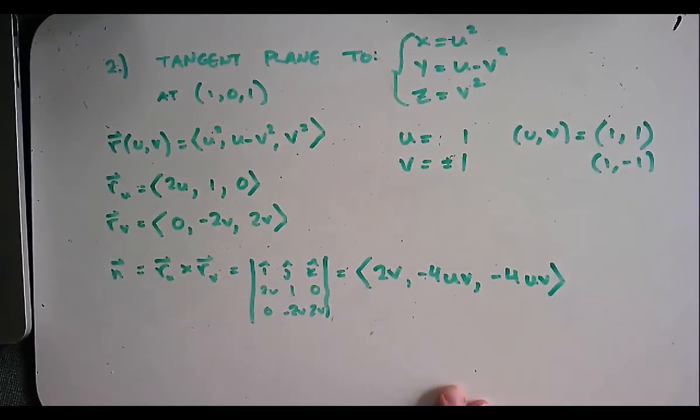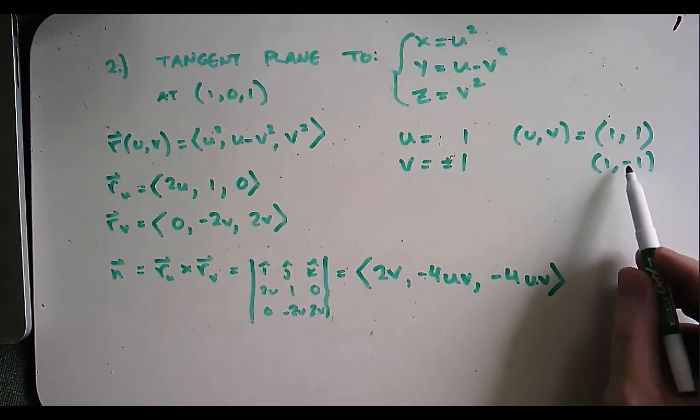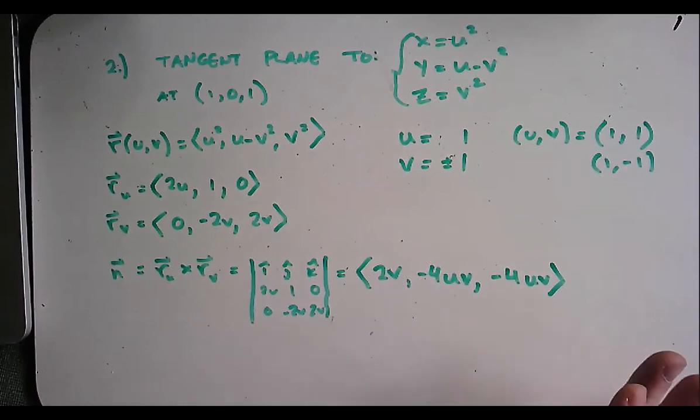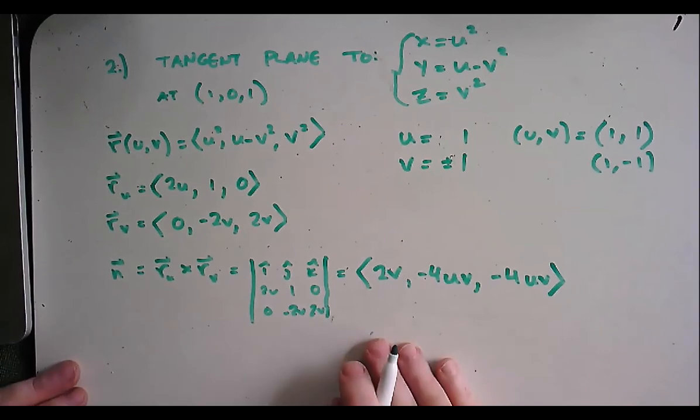as well. Okay, so here's something important. We have these two different representations for our point, 1 comma 1 and 1 comma negative 1. If we plug in 1 and 1, we get the vector 2, negative 4, negative 4. If we plug in 1 and negative 1, we get 2, 4, and 4. What's important is that those are parallel. Okay, so good. That's good news for us.